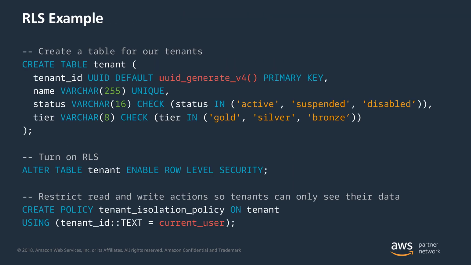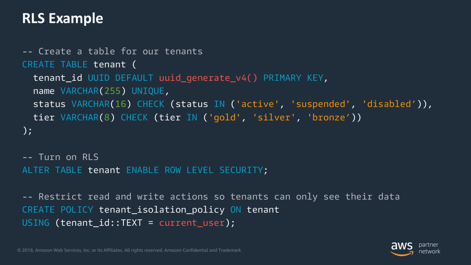So let's take a look at what an RLS example might look like. Here is some SQL. In the top stanza, I'm creating a super simple table for my tenants. It's got a primary key for my tenant ID. They've got a name, and maybe some other attributes. Here we've got status and tier. To use RLS, the first thing I have to do is enable row level security on the table. So I do that.